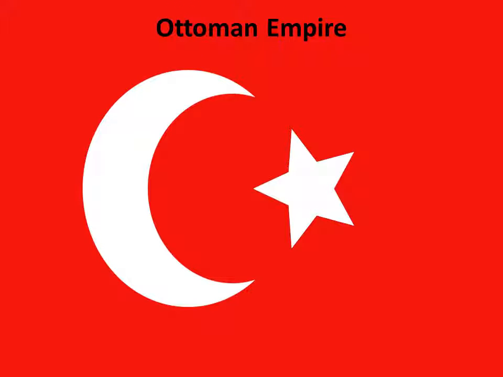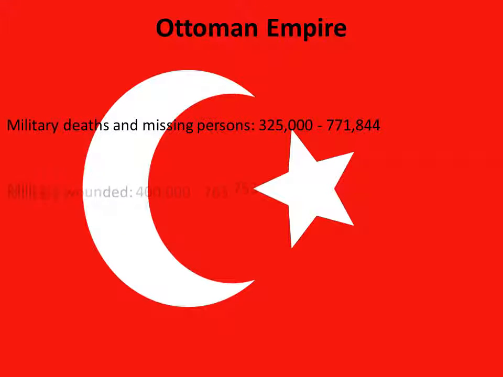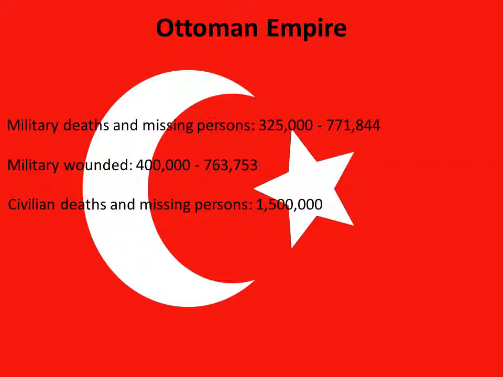The Ottoman Empire. Military deaths and missing persons is numbered at 325,000 to 771,844. Military wounded is numbered at 400,000 to 763,753. Civilian deaths and missing persons is numbered at 1,500,000.